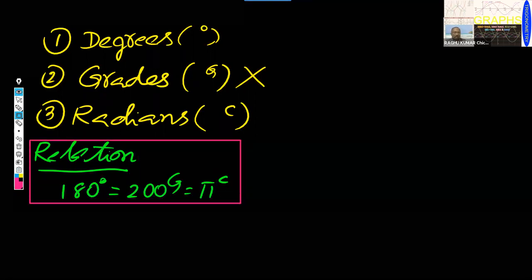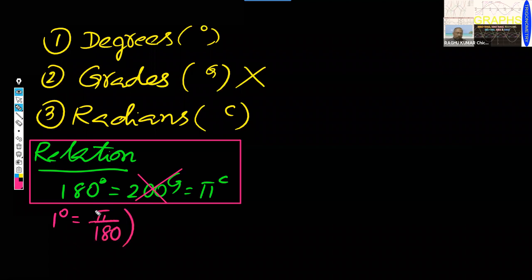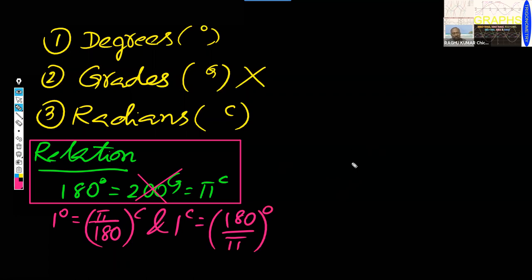Why must you remember this? Among them, just forget grades here. We don't need it. Even in your textbook, it is not mentioned, the reason being that it is not in use. So why must you remember the relation between degrees and radians? If you want to convert degrees to radians and radians to degrees, how do we convert? 1 degree is equal to pi by 180 radians. And 1 radian is equal to 180 by pi degrees. This is what you must understand in the conversion from radian measure to degree measure and degree measure to radian measure.